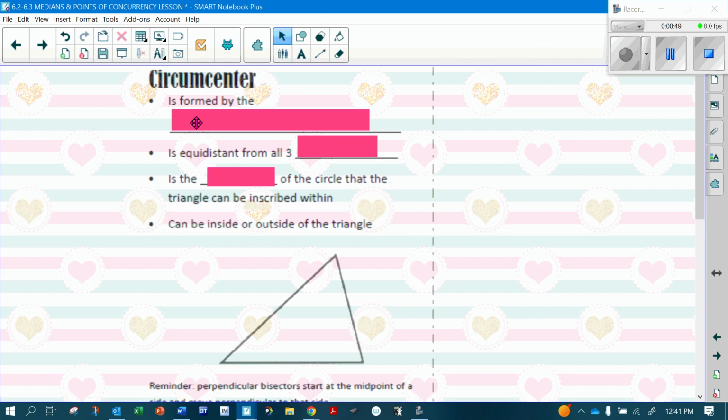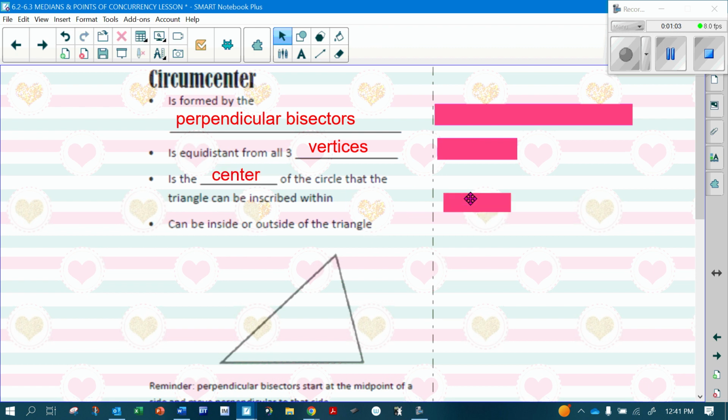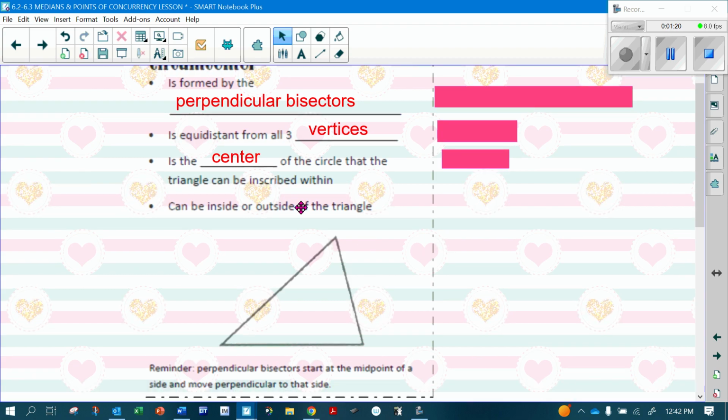The circumcenter is formed by all of your perpendicular bisectors. The circumcenter is equidistant, meaning it's the same distance from all three vertices or corners. And the circumcenter is the center of the circle that the triangle can be inscribed within. In other words, there's a circle on the outside. And the circumcenter can be inside or outside of the triangle, just depending on what type of triangle it is.